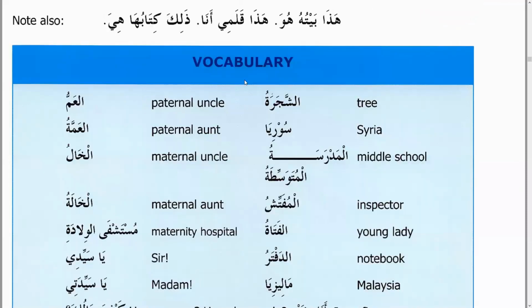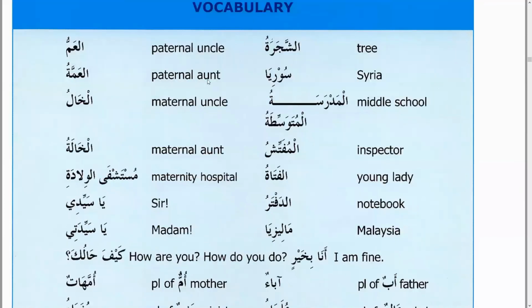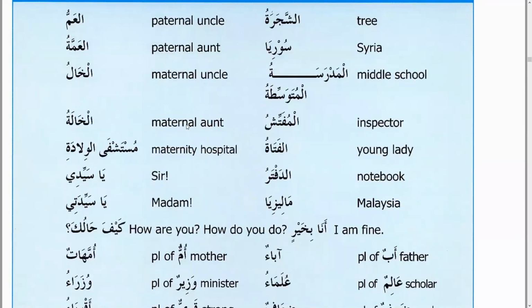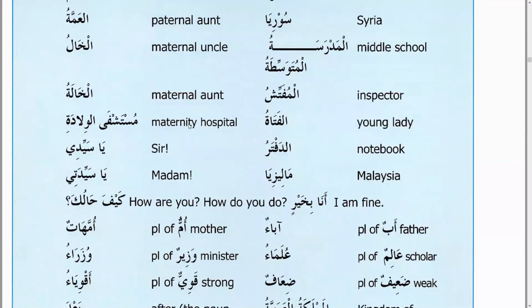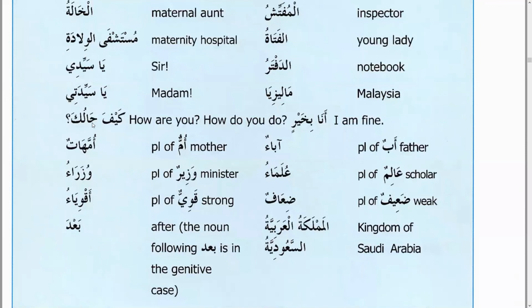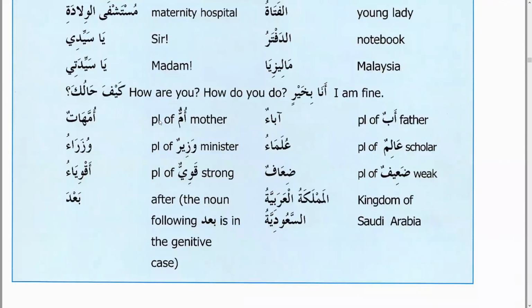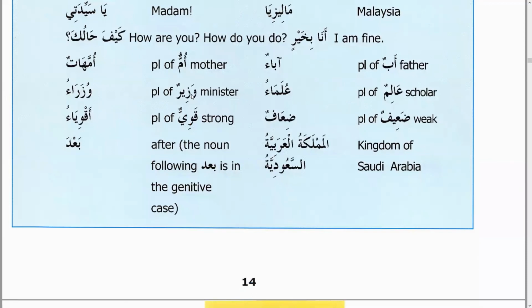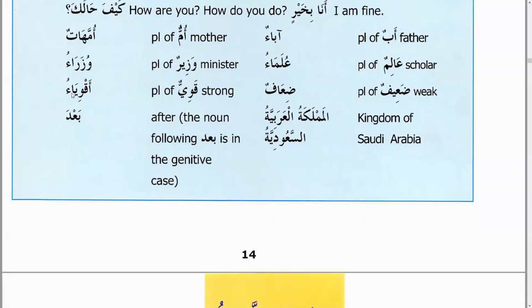Al-ammu, paternal uncle, vocabulary. Al-ammatu, paternal aunt. Al-khalu, maternal uncle. Al-khalatu, maternal aunt. Mustashfal wilada, maternity hospital. Ya sayyidi, sir. Ya sayyidati, madam. Kaifa haluka, how are you? Ummahatun, plural of ummun. The plural of ummun is ummahat. Wuzara'u, the plural of wazir. Wazirun, wuzara'u, minister. Qawiyun, strong. Aqwiya'u.